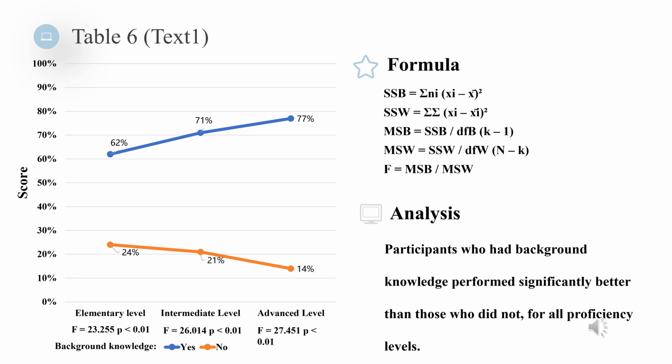So from this line chart, we could notice that the F statistics is quite big, and the p-values are quite small, smaller than 0.01. So we could indicate that the participants who had background knowledge performed significantly better than those who did not. It is for all proficiency levels.